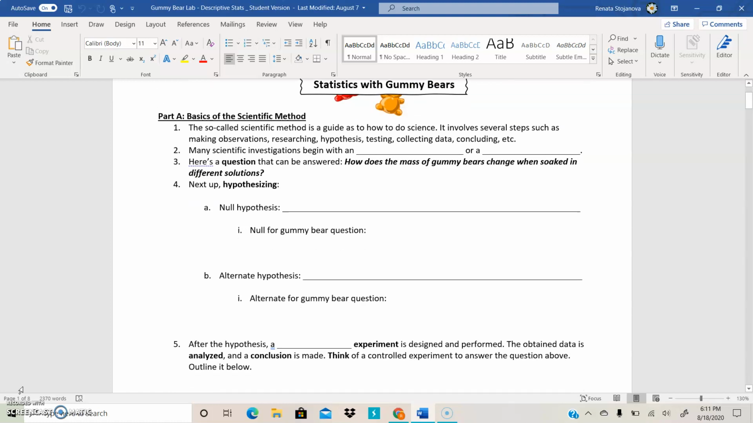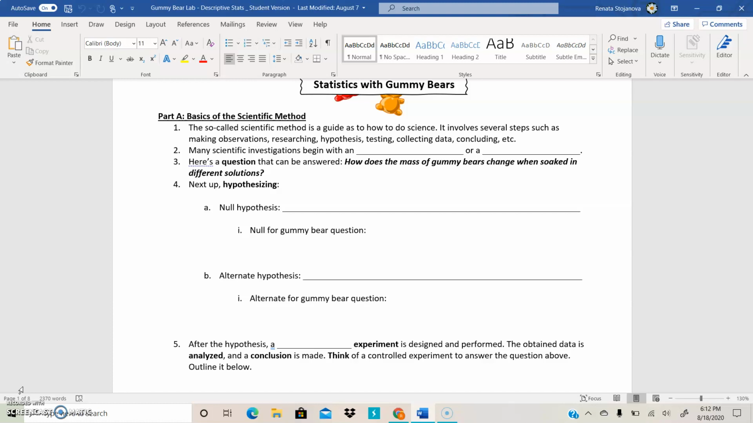So let's talk about hypothesizing. There's two types of hypothesis to be aware of: null hypothesis and the alternate hypothesis. The null hypothesis is one that claims that there is simply no correlation between the variables in a given scenario. So in this case, we're saying that the mass of gummy bears is simply not affected by whatever solution they're soaked in. And then we have the alternate hypothesis, the one that we pose with the purpose to reject the null hypothesis or to replace the null hypothesis.